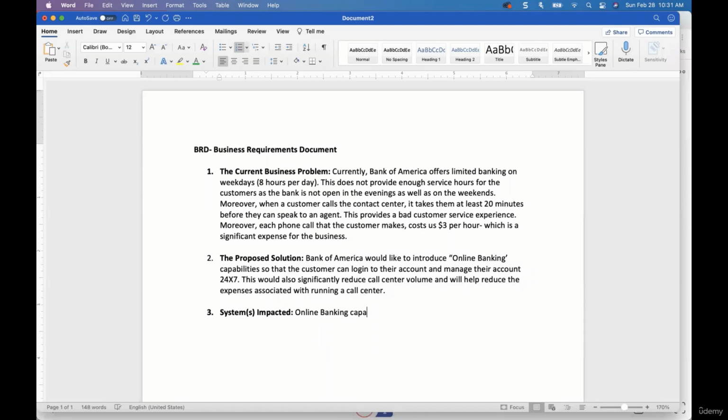I'm going to say online banking capabilities will be added to the customer-facing website, bankofamerica.com. Simple. I hope you understand what systems impacted are. In order for me to do this, what is the code change? In which system am I making the code change? And we are only making the change in this system.